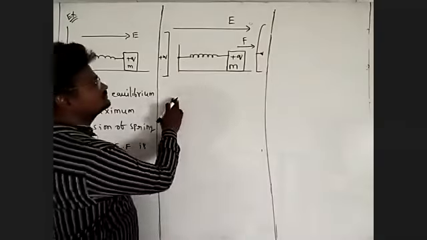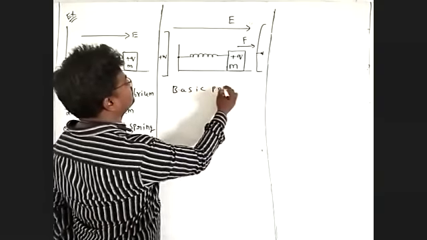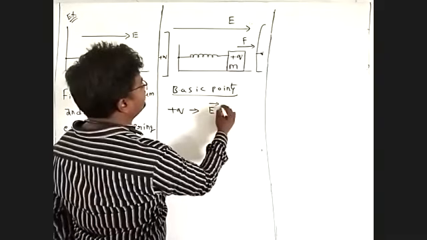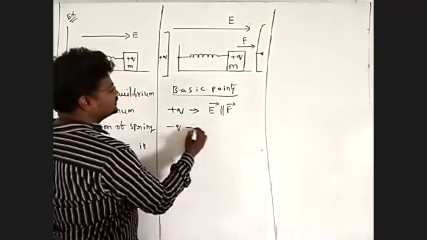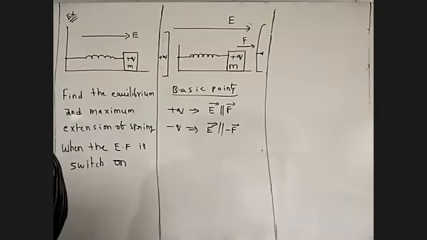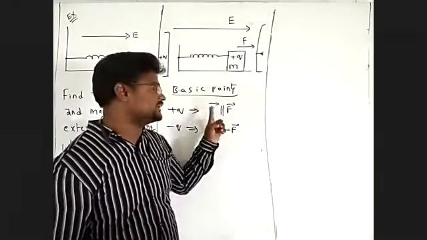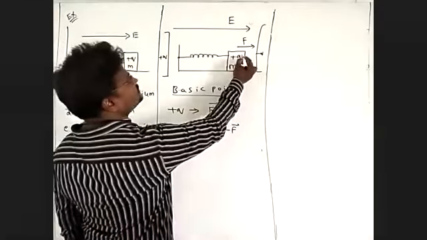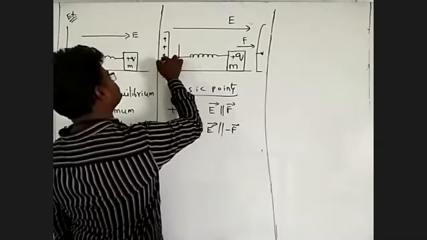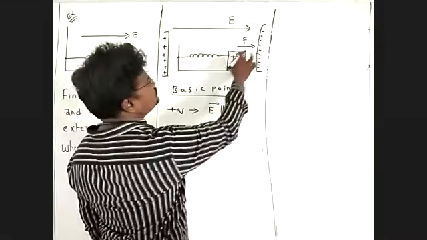Some basic points about charge. For a positive charge, the direction of the electric field and the force are the same, both parallel. For a negative charge, the force is opposite to the direction of the electric field. This is a positive charge, between the positive and negative plates.